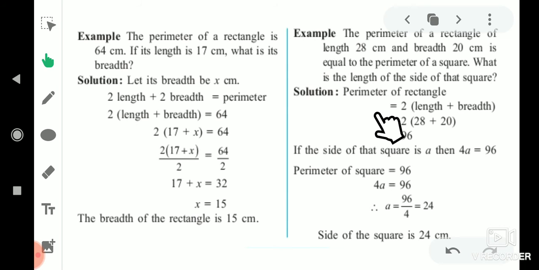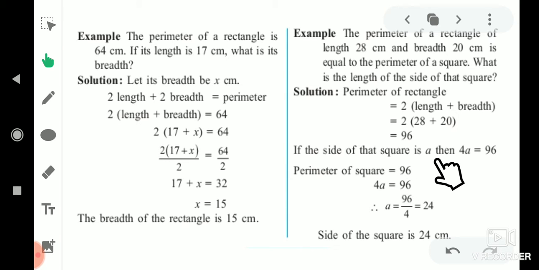Let's see how. The perimeter of the rectangle we will calculate first. 2 into length plus breadth. Length and breadth is given and that will calculate it as 96. We have to calculate the side of the square. So side of the square is A, suppose.